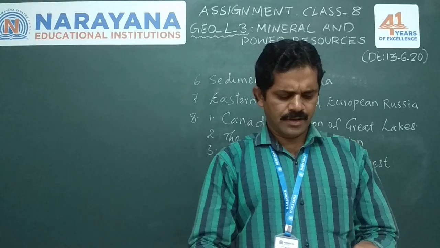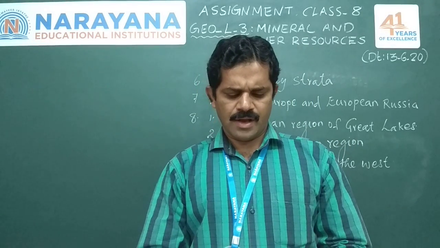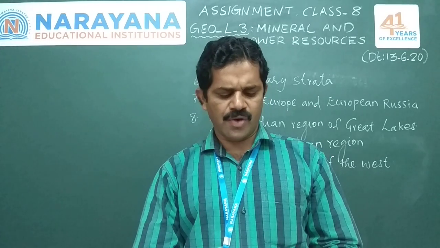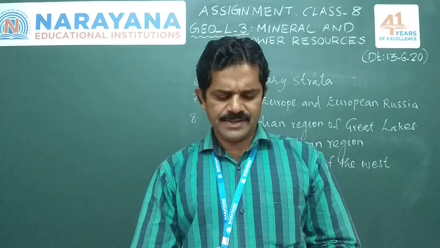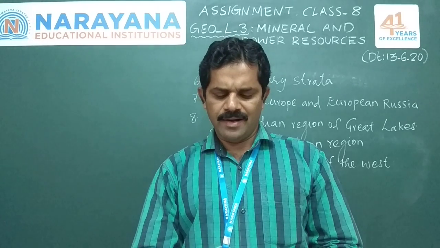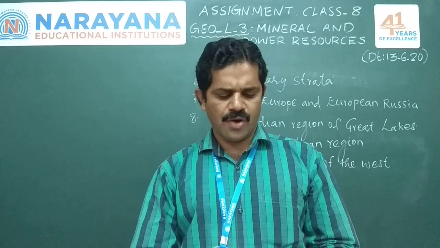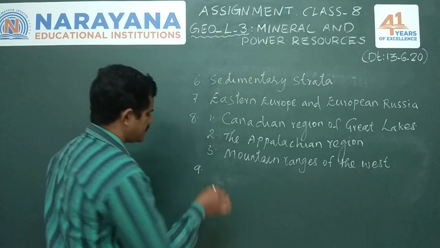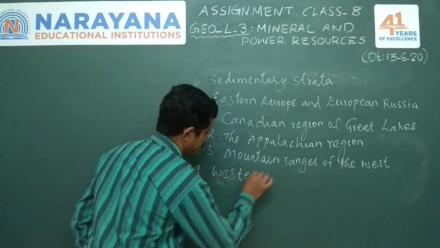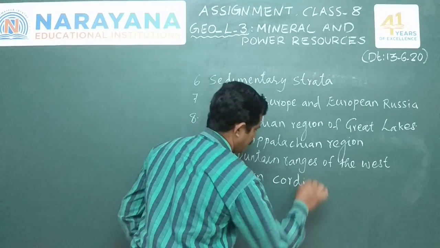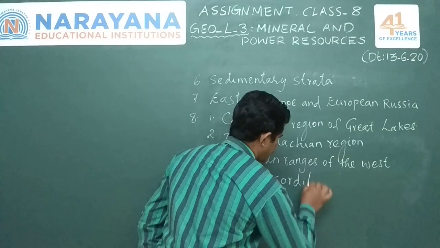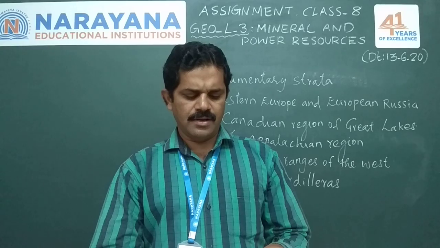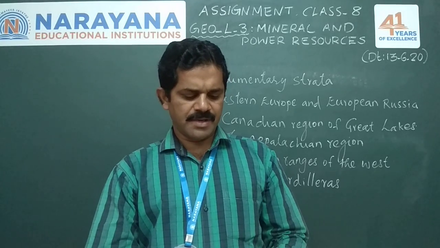Question number 9. In which places are vast deposits of copper, lead, zinc, gold and silver found in North America? Answer is Western Cordilleras. Western Cordilleras are the places where vast deposits of most of these minerals are found.